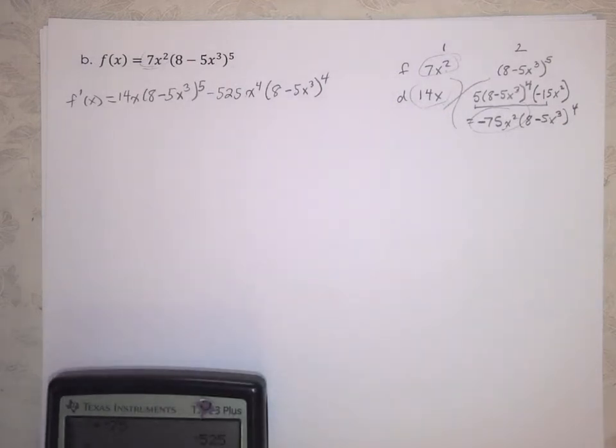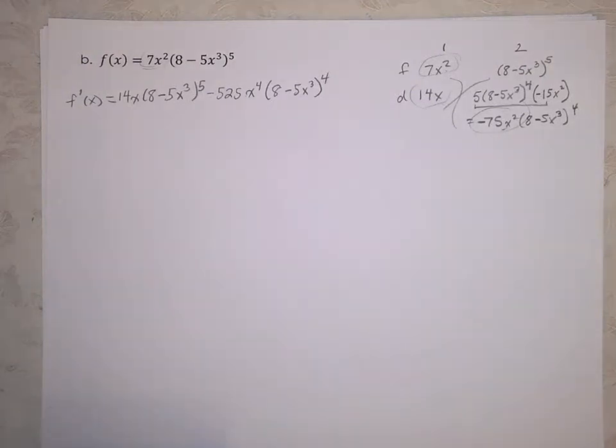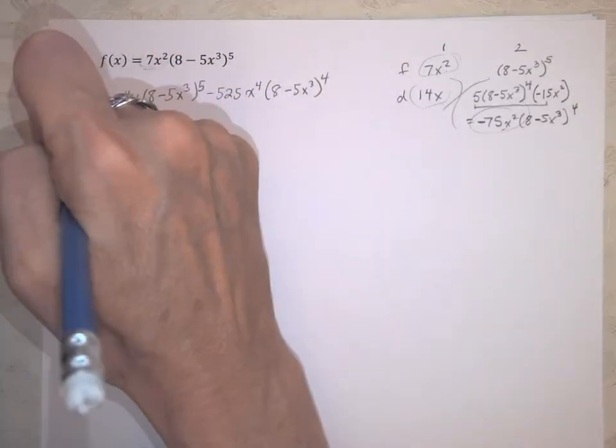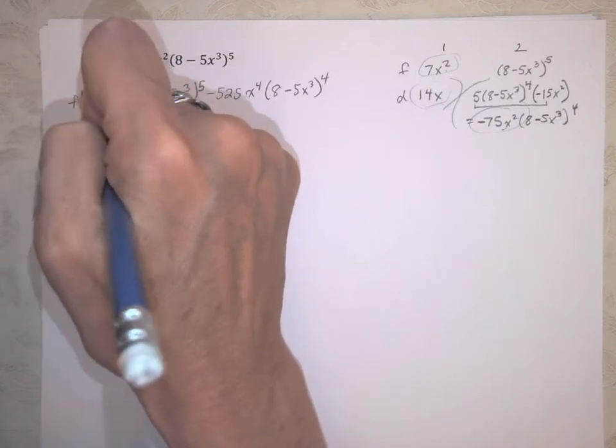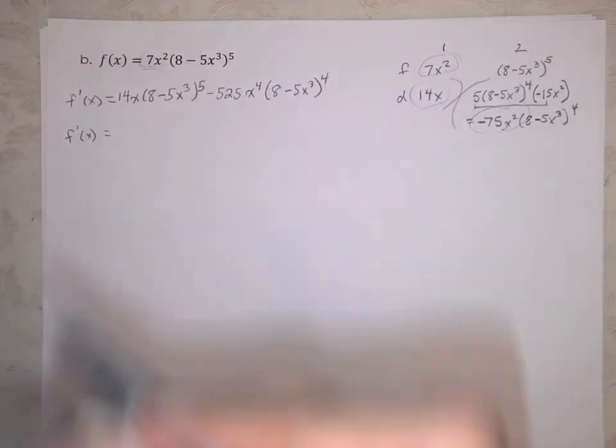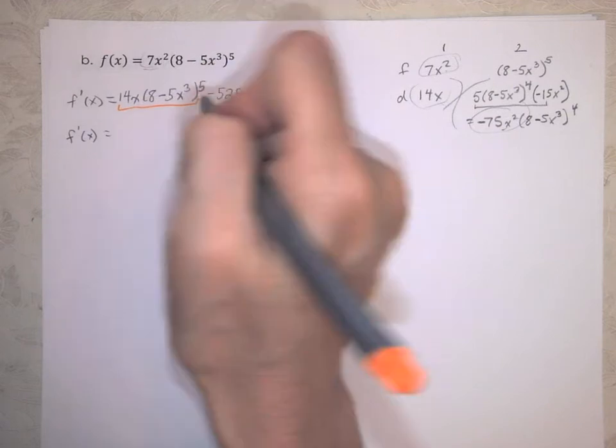We've done the calculus part. The rest of it is to put it into simplified factored form, so that's algebra now. So the first thing we're going to do is look at the two scoops and figure out what the greatest common factor is.